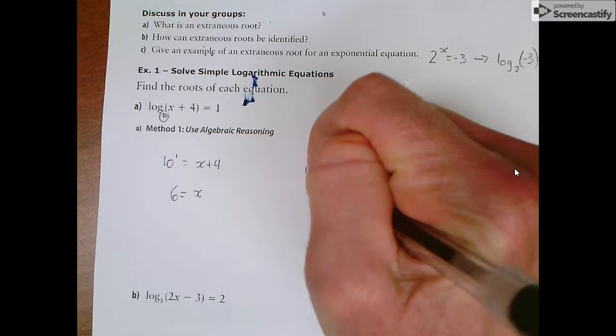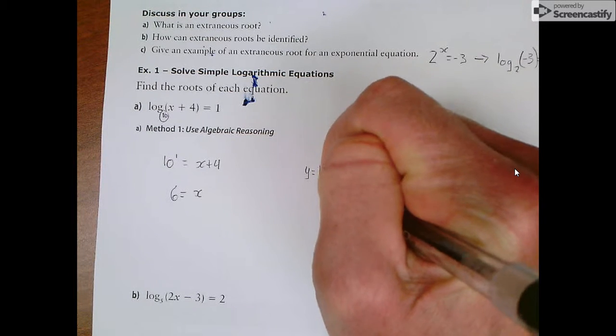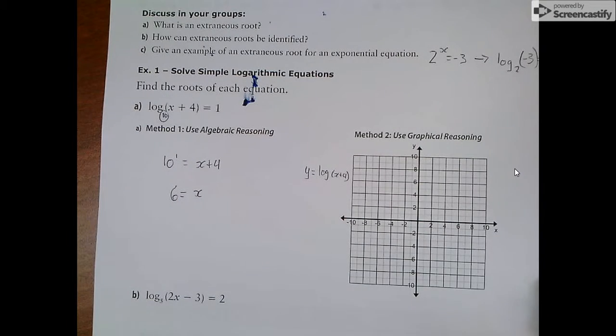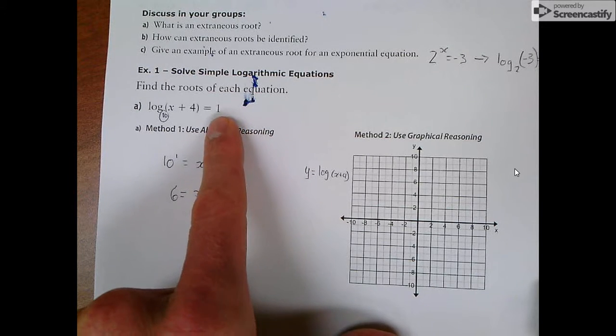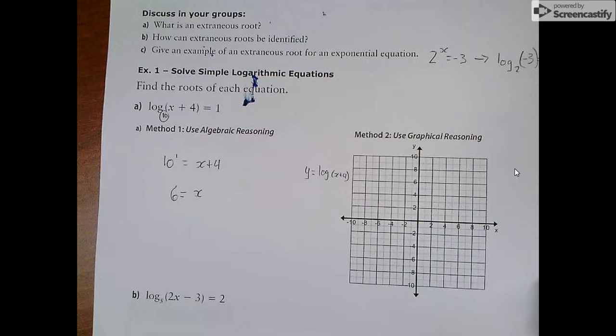If we had to use graphical reasoning, though, we should think about how we're going to graph this. So we've got y equals the log of x plus 4. And to graph this, we're going to graph two things. We're going to graph this function here, and we're going to graph the other side of the equation, which is y equals 1. And we'll just see where they intersect. And that's pretty straightforward. So let's take a look.